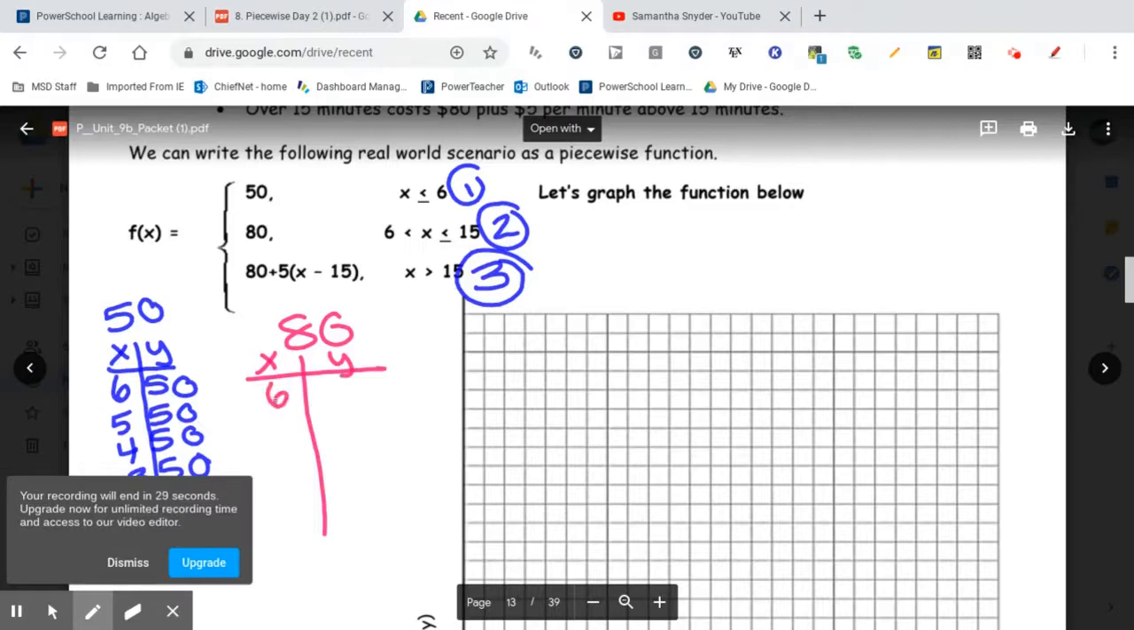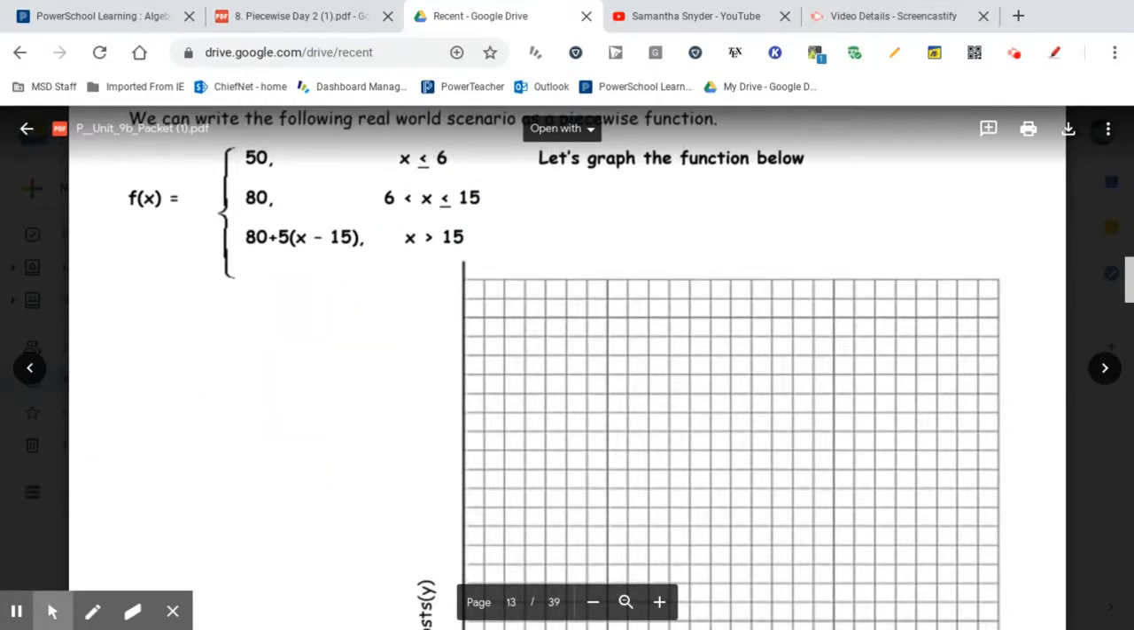So 6, 7, 8. I'm really going to skip because I feel like I don't have to write down every single number knowing that it's all going to be at 80. So I'll just do like 6, 8, 10, 12, 14, and then I'll throw 15 in there because that's the ending number. You always want to include those two. So even if it doesn't really work with the table, might as well throw it in there.